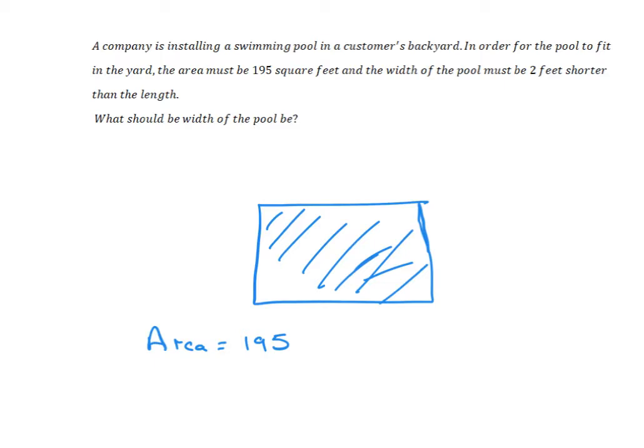We don't have the length and the width, but we have something: the width of the pool must be 2 feet shorter than the length. So we have a relation between the width and the length. So the width, which is W, equals L, the length, minus 2.